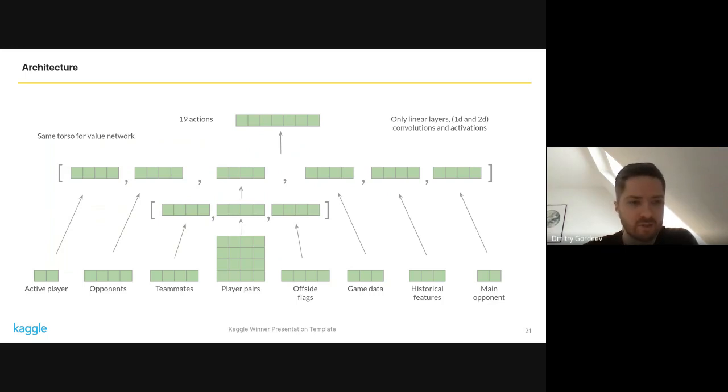And then we have 6 blocks. So the active player, the opponent's block, the teammates block, game data, historical features, and the main opponent. And then we just pull it together through a linear layer with some activations, and we get either to 19 action probabilities, or for the critic network, which shared almost exactly the same structure, but the head, we have one output there for the value function. So it might look a little bit complicated, but in the end, it's just several blocks of data combined together through linear layers without any complicated structure.